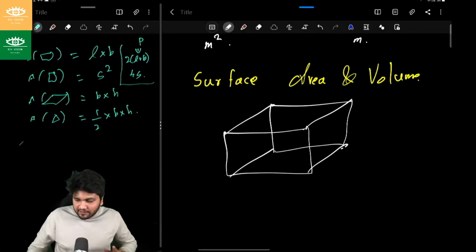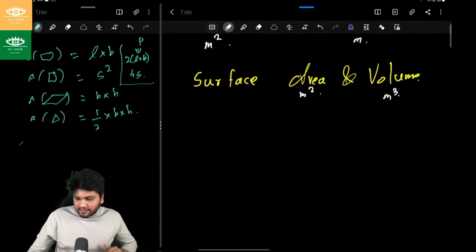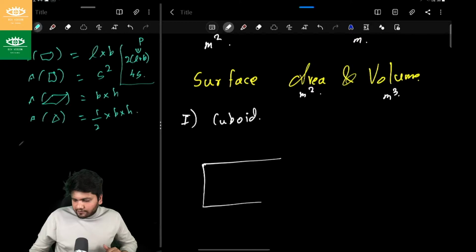Now remember, surface area is area. That's why the unit is going to be meter square. Volume means the amount of air which is there inside, so it's going to be in meter cube. Why am I telling you all this? If you have watched the previous video, you must know why this tip is very essential. That's what I'm going to tell you. Anyways, we'll start with the cuboid first. Now remember one thing: first we will talk about surface area, and then we'll talk about volume.